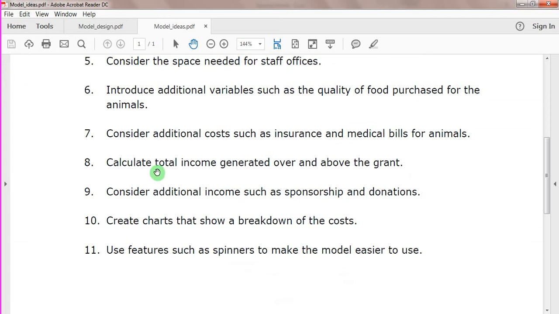So that would be for total income generated over and above the grant and additional income such as sponsorship and donations. All right, and the last one I'm going to do is charts, and then I'm also going to do spinners for you.